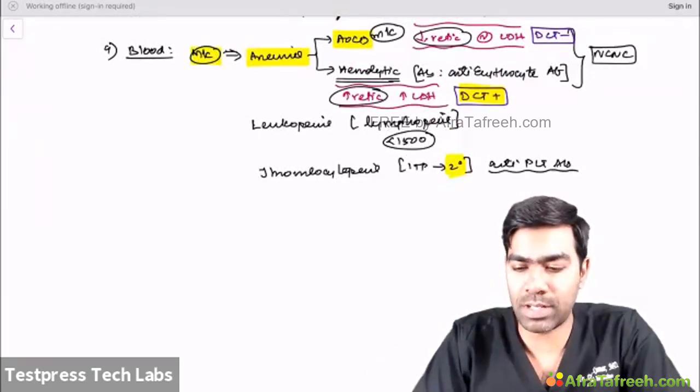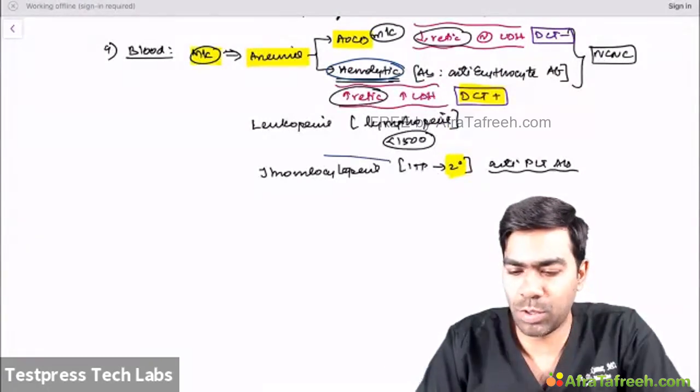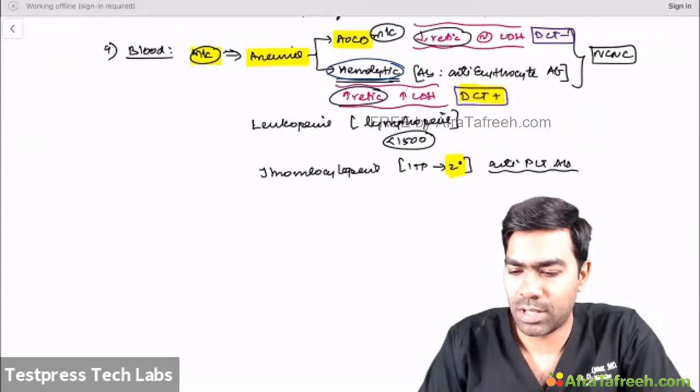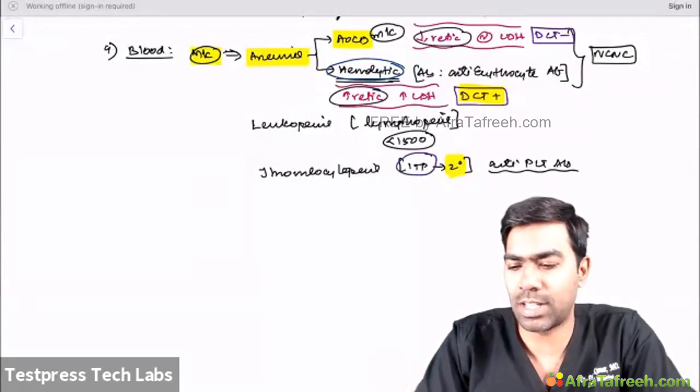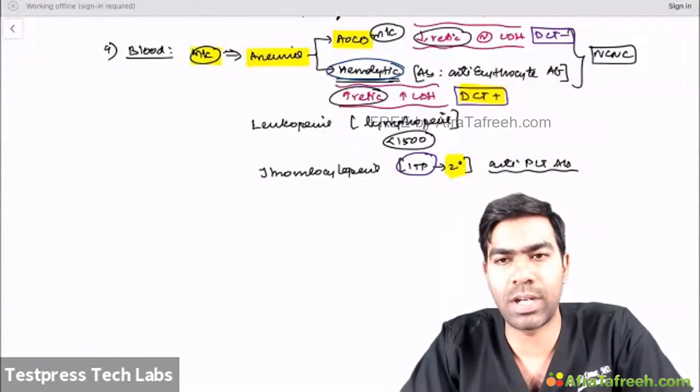Evans syndrome means the patient has hemolytic anemia, along with it, the patient has immune thrombocytopenic purpura, that is immune thrombocytopenia, that is ITP. Then we can also call that Evans syndrome. But remember, it has to be idiopathic.